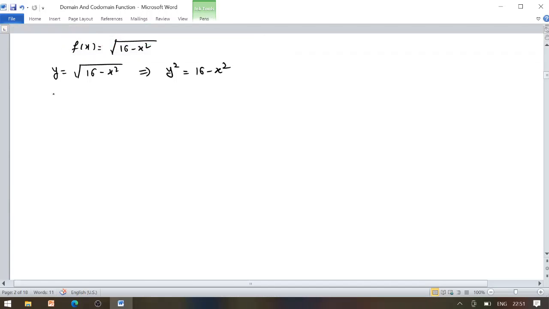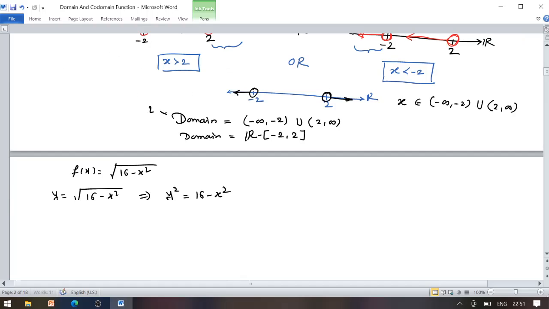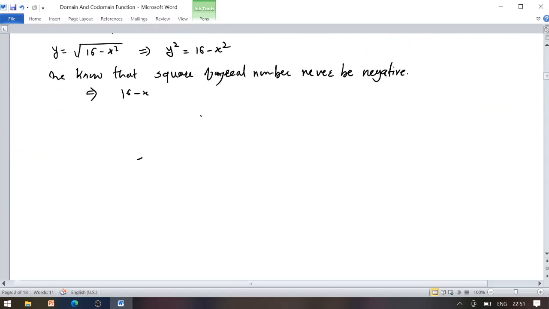We know that the square of any real number never be negative, or it might be always positive. So here y square never be negative, so that implies 16 minus x square never be negative, meaning we are having here 16 minus x square is always greater than or equal to 0.